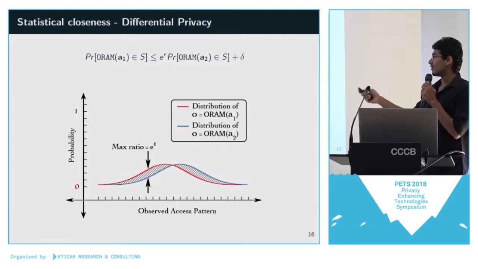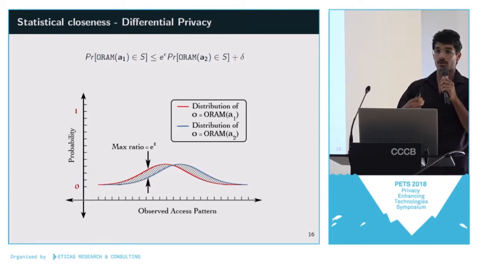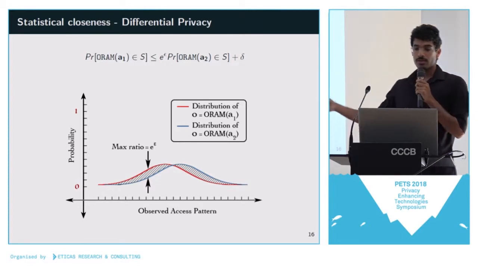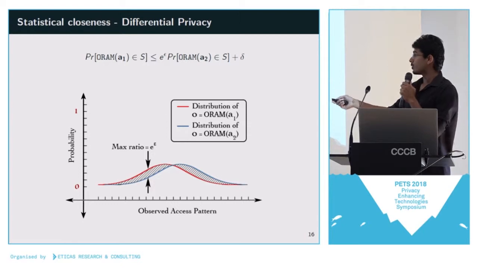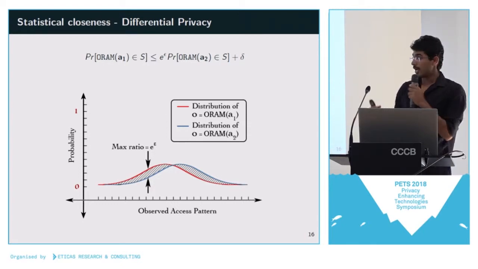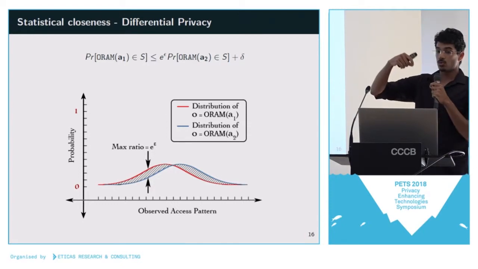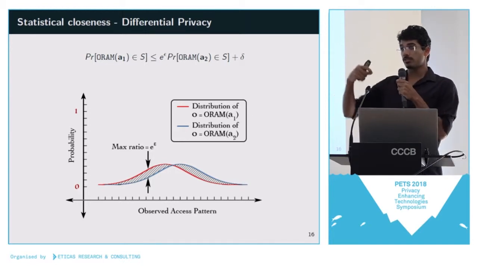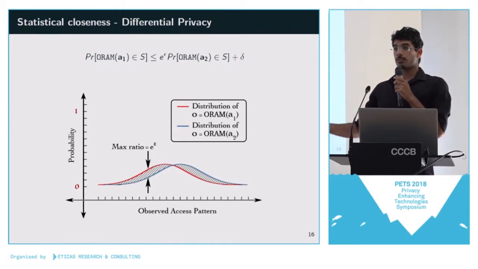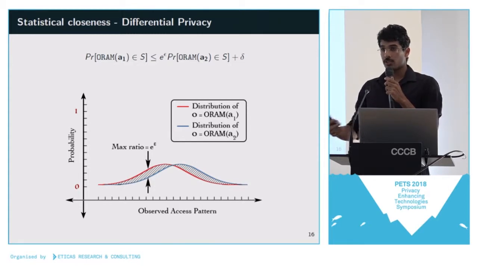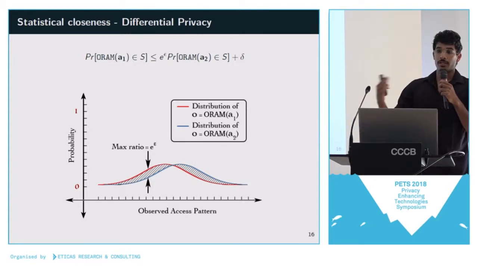But if you look at this image, the distribution of the output sequences on the input access sequence A1 is shown in red, and on A2 is shown in blue. And as you can see, the distributions are slightly different. What we're really trying to capture is to quantify the statistical closeness of these distributions, and that becomes your privacy metric, or your privacy loss. The smaller it is, the better privacy you have.